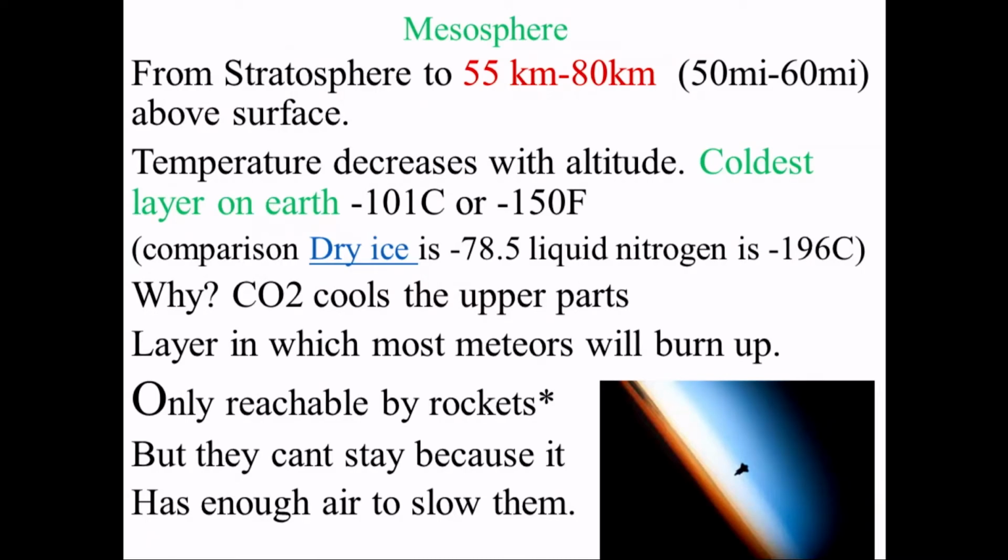Now, the mesosphere is the layer in which meteors burn up, and you really can't get there with aircraft. You really can only get to the mesosphere using rockets. And even if you were to get there in something like, say, a space shuttle, you can't stay in the mesosphere because there is enough air to actually slow down spacecraft and bring them back down to Earth. So it's really hard to measure the mesosphere because, without sounding rockets or something, measuring or scientific devices don't stay up there very long.